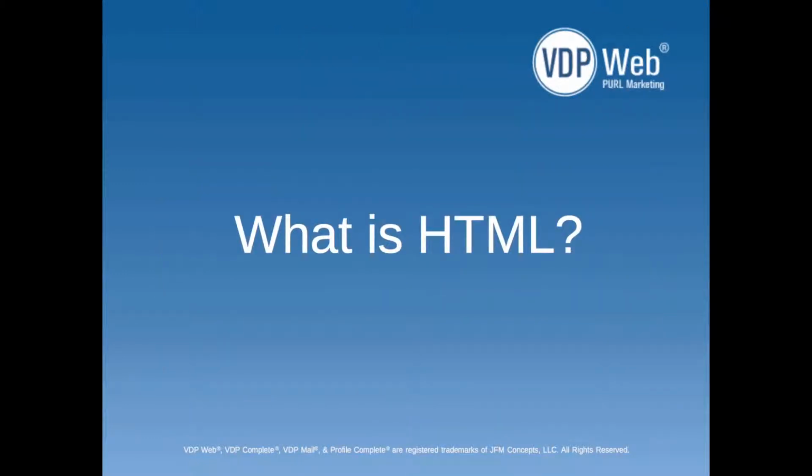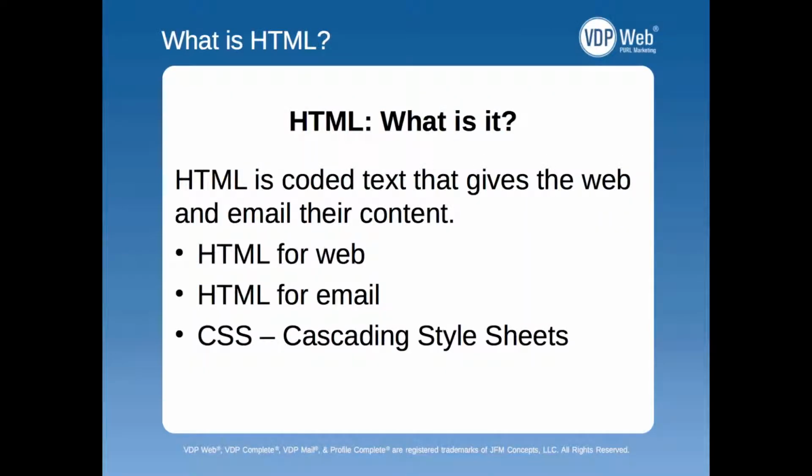So that brings us to our next topic, which is, what is HTML exactly? So in short, HTML is coded text that gives the web and email their content. So HTML, there's a couple flavors. There's HTML for the web. This is a type of HTML, also referred to as XHTML, that is used on web browsers and for web pages. Likewise, there is HTML for email.